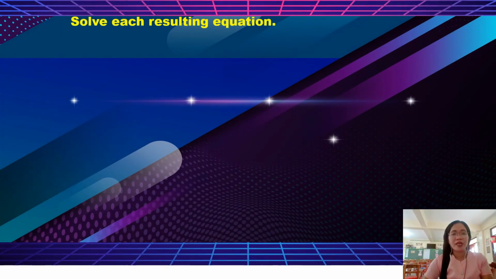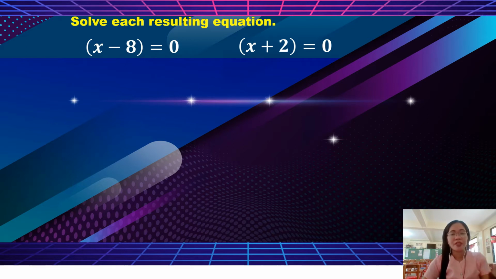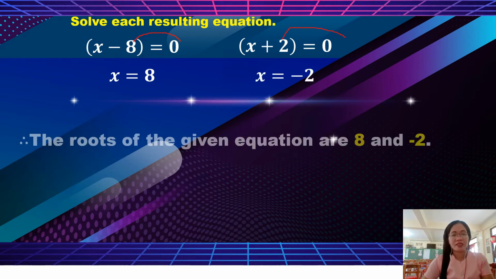We're going to solve each resulting equation by separating the 2 factors nga x minus 8 ug x plus 2 by using the zero product property. I-separate sila, then i-equate it to 0. Then transpose negative 8 and it becomes positive 8, and transpose positive 2 and it becomes negative 2. So therefore, the roots of the given equation are 8 and negative 2.